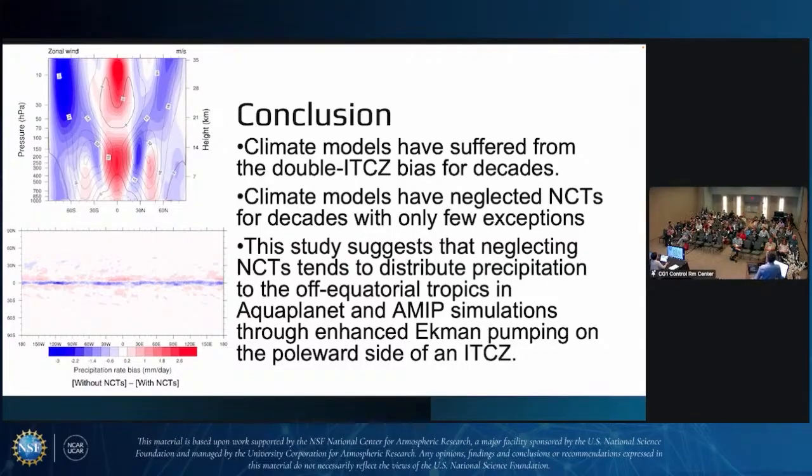So if I understand correctly, for your AMIP simulations, there was a marginal improvement in the precipitation, right? Yes. So do you think the exclusion of these terms is not the primary reason for the ITCZ bias? Maybe not the primary reason, but at least I found that inclusion of the non-traditional Coriolis term can kind of reduce the bias.